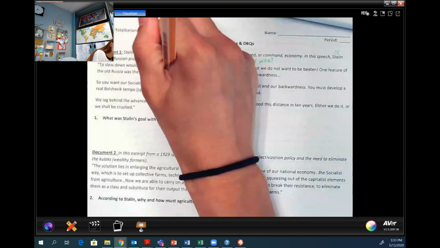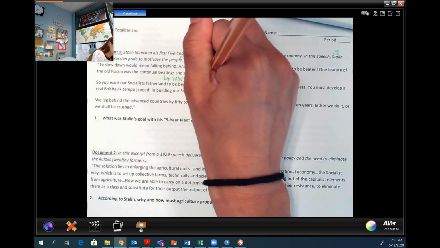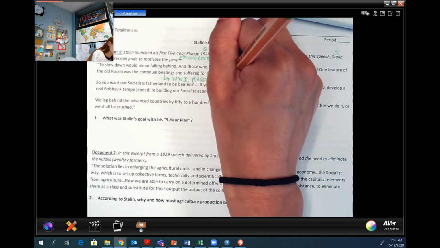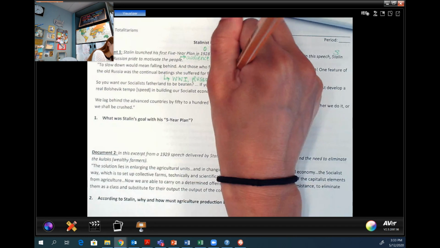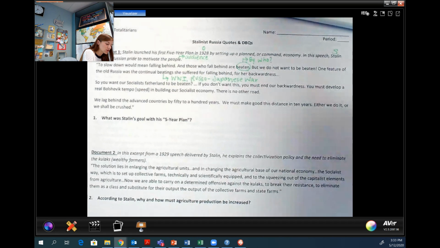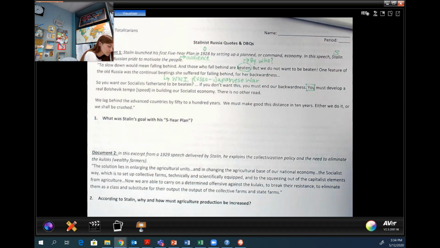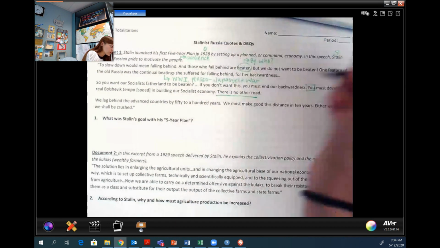So some of these beatings that he's referring to, of course, are World War I, or one of the instances we didn't go over, but you can still figure out, is the Russo-Japanese War, which Russia did lose against Japan. So you want our socialist fatherland to be beaten? If you don't want this, you must end our backwardness. You must develop a real Bolshevik tempo or speed in building our socialist economy. There is no other road.